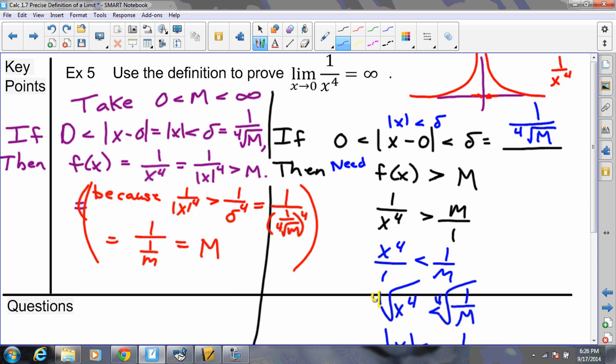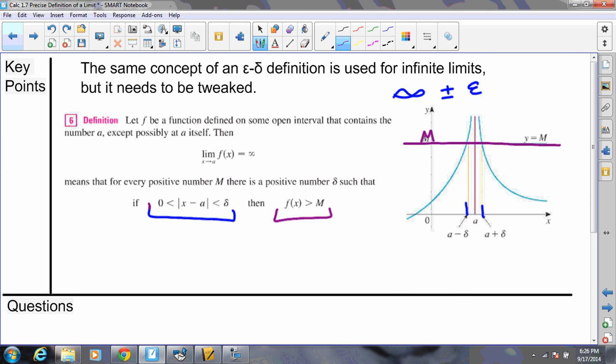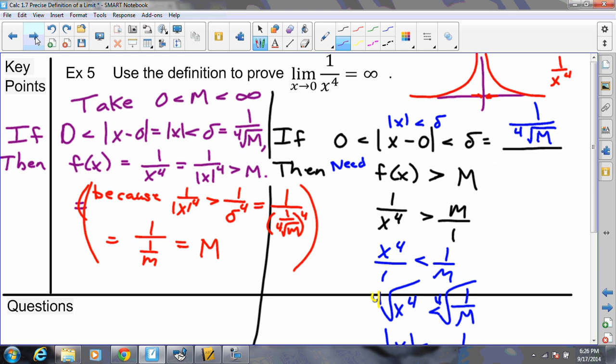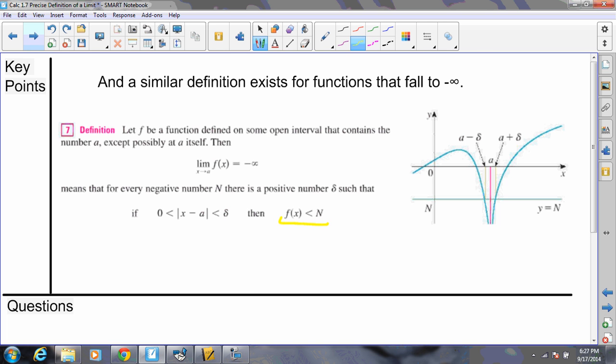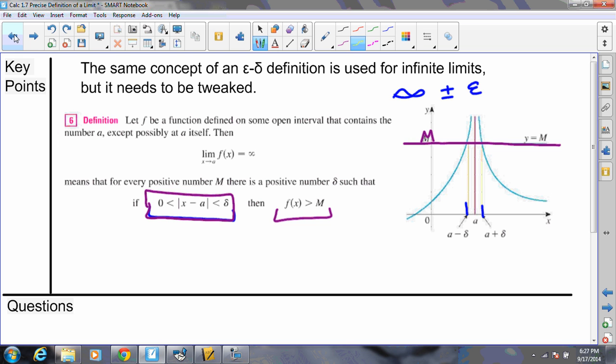We have shown if the first part is assumed, then we can follow through logic and show f of x is greater than any m value that we are given. Oh, I'm sorry, I went backwards on that one. I hit the wrong button. F of x is greater than m.